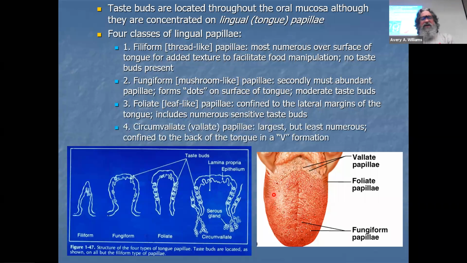Anyway, enough of that. Our fourth and final lingual papilla, or tongue papilla, are called circumvallate, or some books just call them vallate. Circum just means circular, and vallate means valley. They have these deep trenches that go down. These are the large ones, way in the back of the tongue.